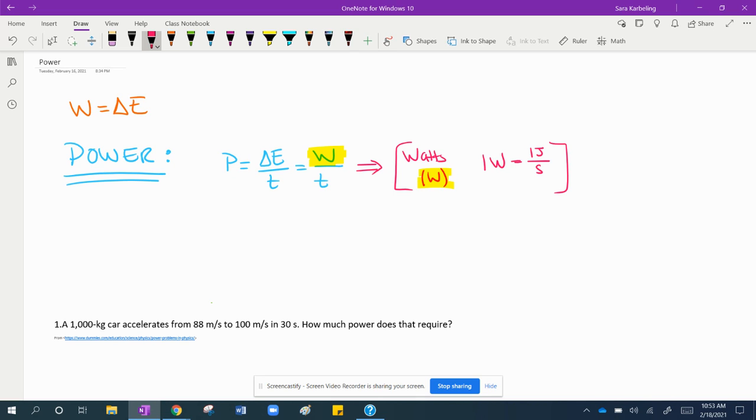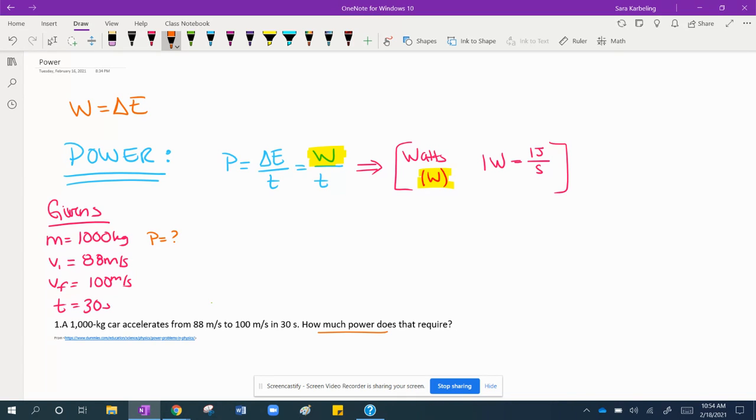So this question says, a 1,000 kilogram car accelerates from 88 meters per second to 100 meters per second in 30 seconds. How much power does that require? So we're going to go through this just with our nice GUESS method for good measure. So we know the mass of the car is 1,000 kilograms. We know the initial velocity of the car is 88 meters per second, and the final velocity for the car is 100 meters per second. It says that this all takes place in a time of 30 seconds. The unknown here, it says how much power, so power is our unknown.